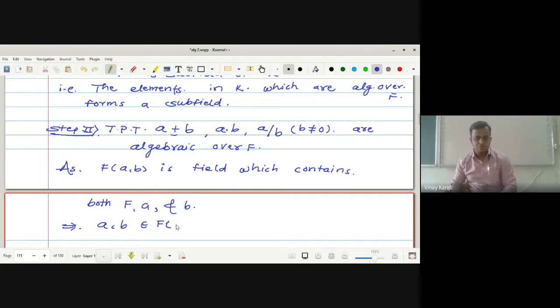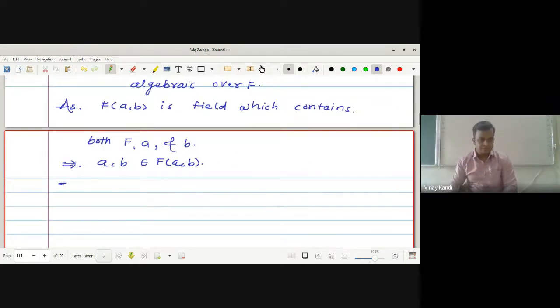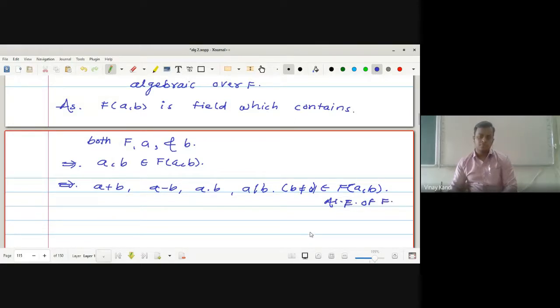So this implies a plus b, a minus b, a into b, and the inverse, that is a divided by b with b not equal to 0, all belong to F(a,b). But F(a,b) is an algebraic extension of F, because F(a,b) is a finite extension of F. It means every element of this field is algebraic over F. So a plus b, a minus b, a into b, a divided by b are algebraic over F.